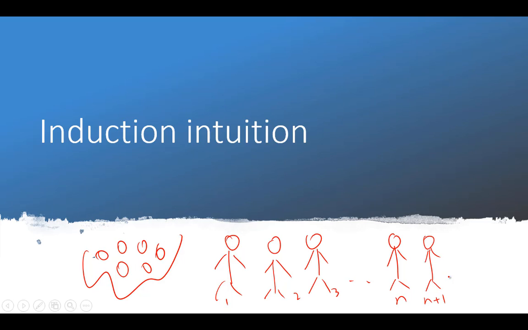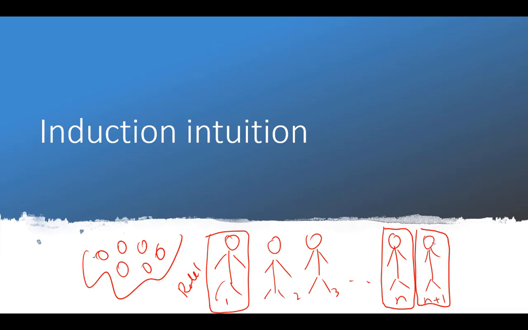So we are going to introduce two rules. Rule number 1 is the first child always gets a candy. Rule number 2 is if child n gets a candy for any n, then child n plus 1 also gets a candy. So this is rule 1, and this is rule 2.